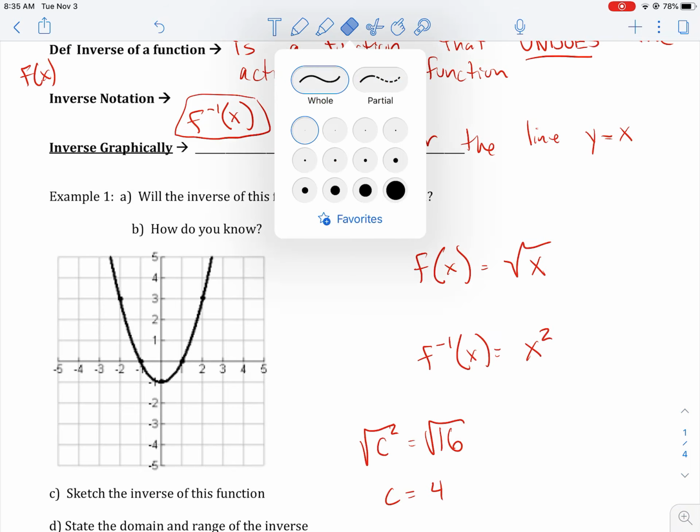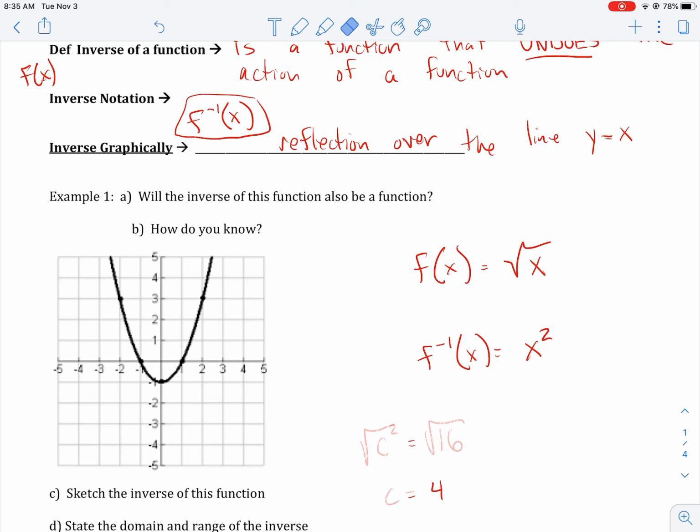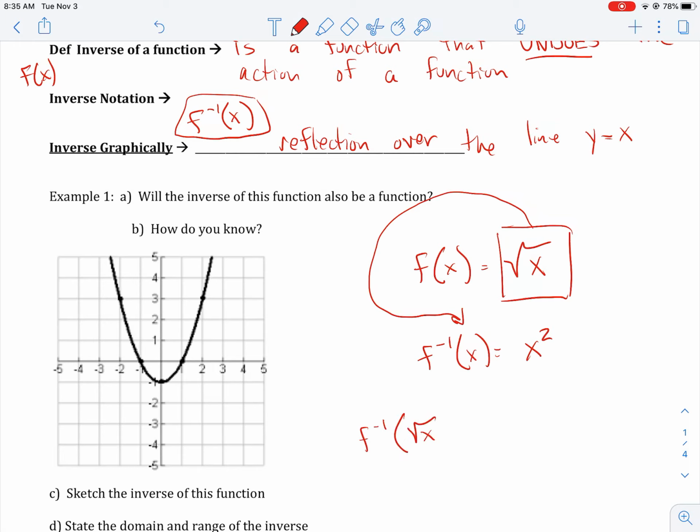Another excellent example I could show to display this, that undoes a function: let's say I take this guy right here and put him in for f of x. And so here's our inverse function. I'm going to take this square root of x and put it anywhere you see an x. So I put it down here.